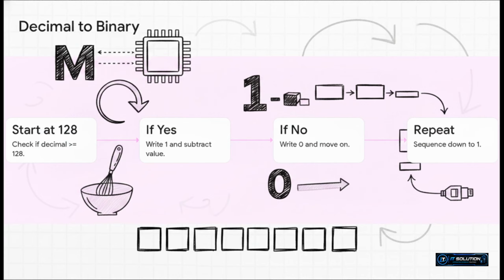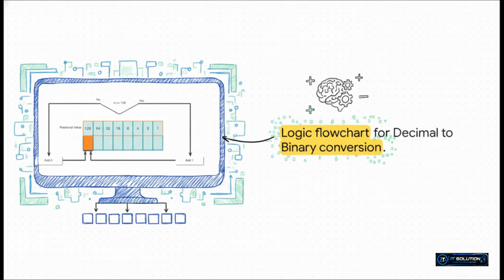Step 4. You just repeat this sequentially all the way down to the 1 positional value. So the real secret here is that this whole conversion process is literally just simple addition and subtraction. You take your number, you check if it's greater than or equal to 128. If yes, you add a 1 to your binary string and subtract 128. If no, you add a 0. Then you just cascade down the line through 64, 32, and so on. It perfectly bridges the gap between base 10 and base 2 without any complex math.